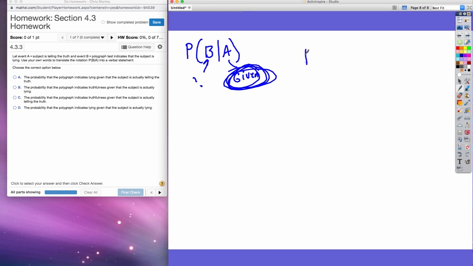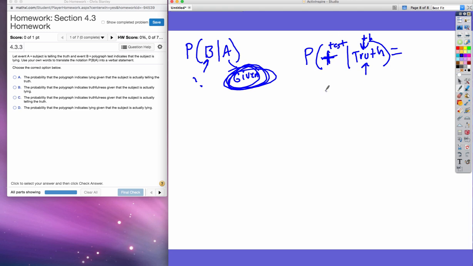And they say, I'm going to put the words in here. So A is they're telling the truth. And B indicates they're lying. So this is what the test is saying. This is what the truth is. This means they're telling the truth. So it should be, what's the chance that you're going to get a positive result if the person's telling the truth? That would be a mistake. If the person's telling the truth, the test shouldn't give a positive result.